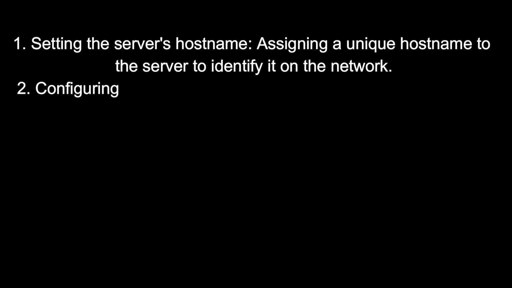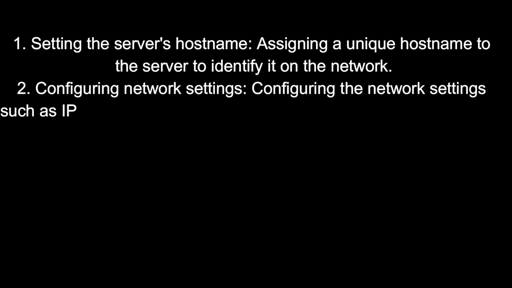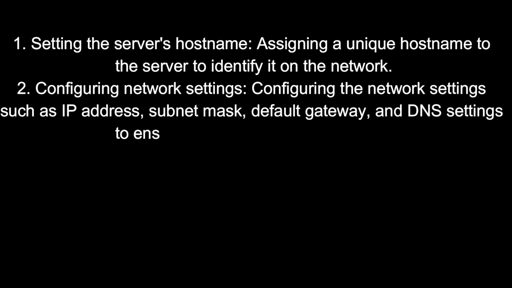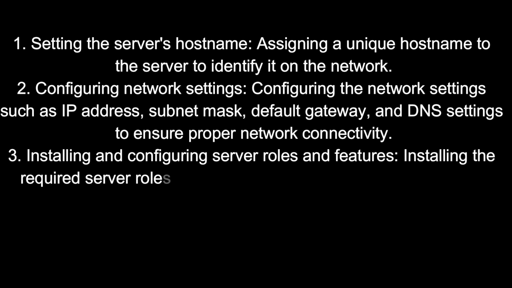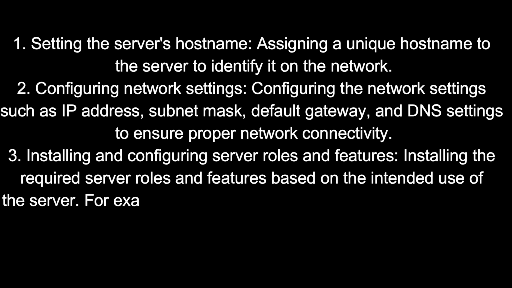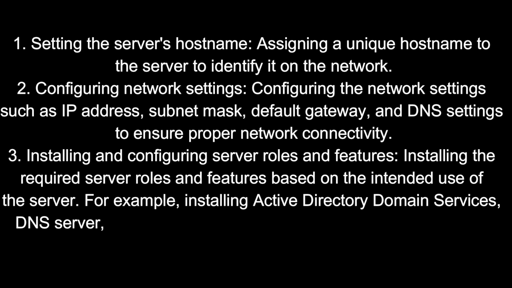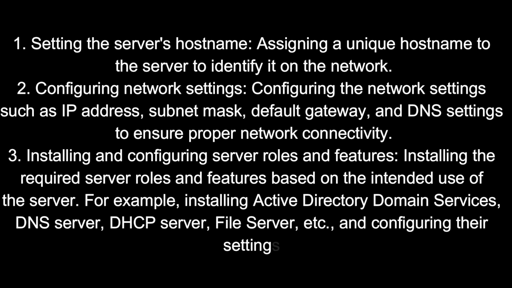2. Configuring network settings, such as IP address, subnet mask, default gateway, and DNS settings to ensure proper network connectivity. 3. Installing and configuring server roles and features, installing the required server roles and features based on the intended use of the server. For example, installing Active Directory Domain Services, DNS Server, DHCP Server, File Server, etc., and configuring their settings.